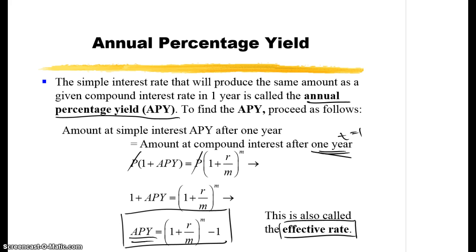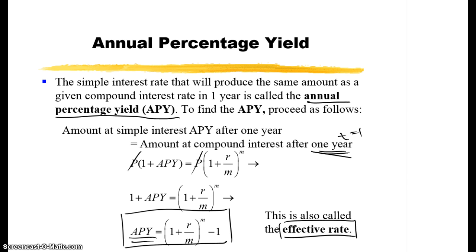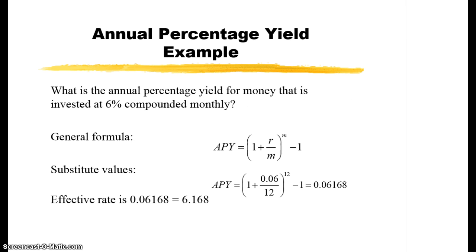Okay, so once again, this is the formula you need. APY is equal to the quantity 1 plus R over M raised to the M power. Right, I'm getting it from the previous slide. And don't forget to subtract the 1, minus 1. Okay, so notice the R is 6%, which written as a decimal is 0.06. And it's compounded monthly, so that means M is equal to 12. There's 12 compounding periods. So to calculate APY, substitute 0.06 for R, 12 for M into the formula, and you obtain the answer. The effective rate here is 6.168. Okay, and that's the answer here.